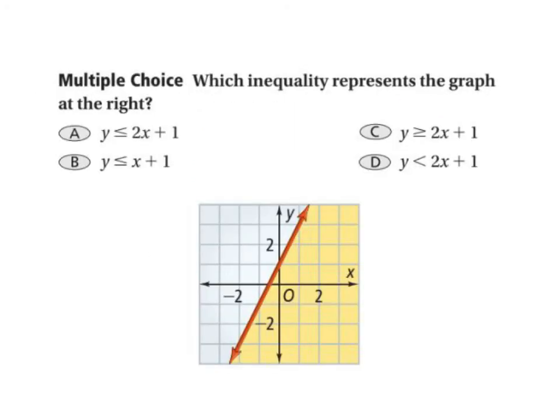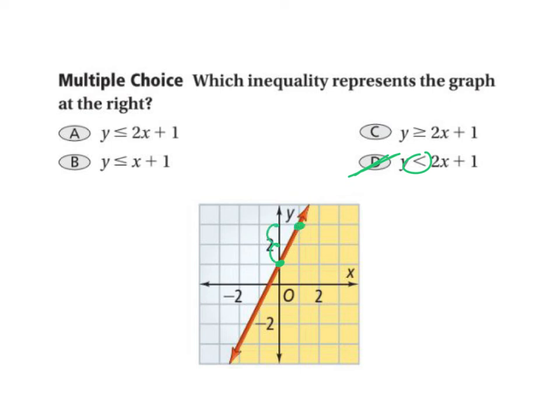All right, so in this case, we're asked to identify which inequality is represented here. First of all, I notice I have a solid line. So that means I can eliminate this one here because of the symbol there. The next thing is my y-intercept. My y-intercept is at 1, so that doesn't help me any. So at this point, maybe the slope. So I'm going to pick a point.